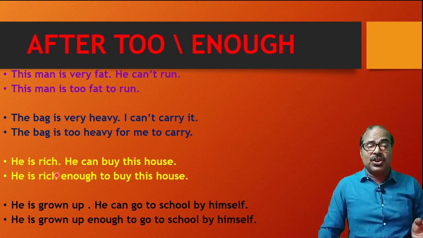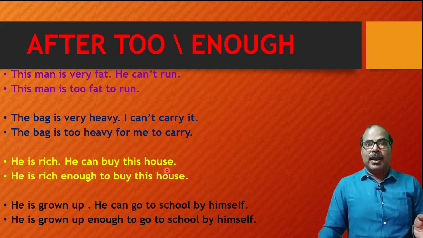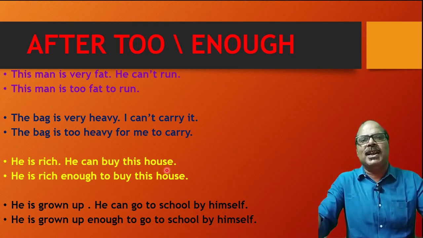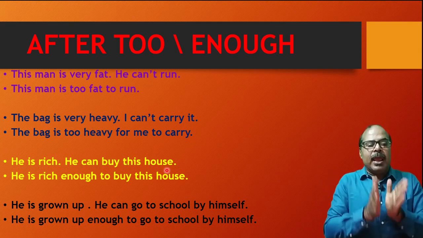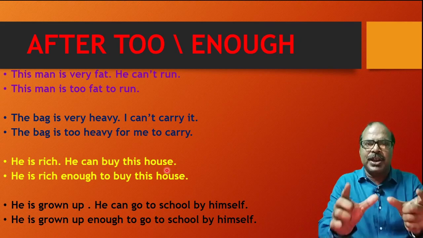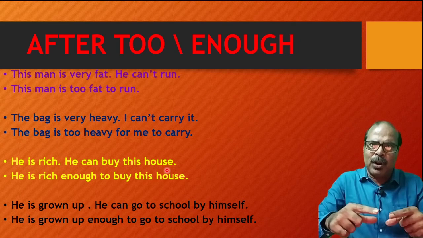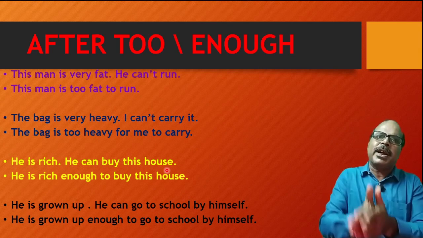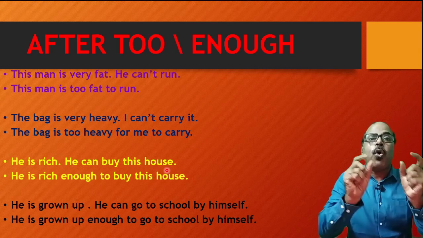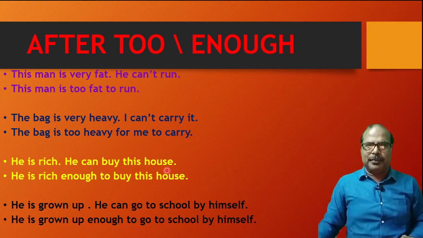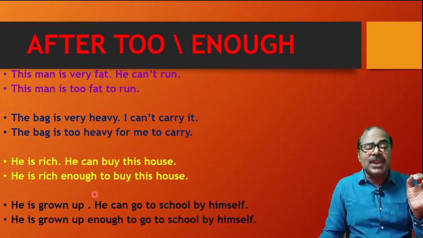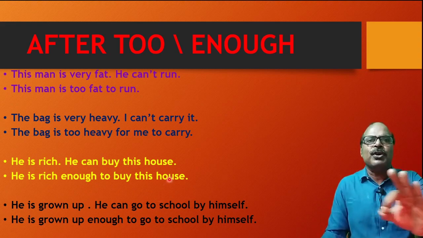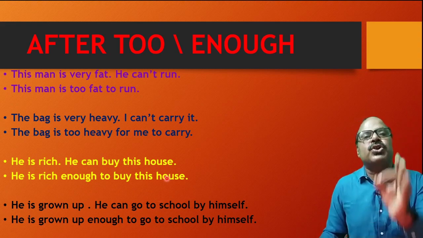He is rich, he can buy this house. Here the sense is not negative. He is rich or he is very rich, সে ধনী, he can buy this house, সেই বাড়িটা কিনতে পারে। তার মানে বাংলায় বললে কি বলবো, সে যথেষ্ট ধনী বাড়িটা কেনার পক্ষে, বাড়িটা কেনার পক্ষে সে যথেষ্ট ধনী। So we should use enough here, he is rich enough to buy this house.